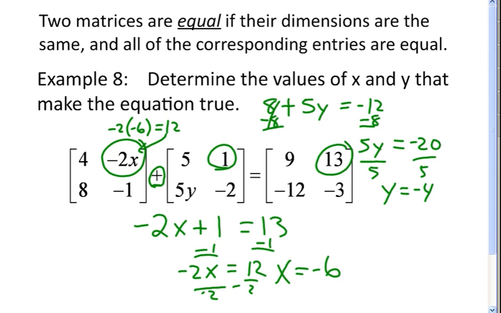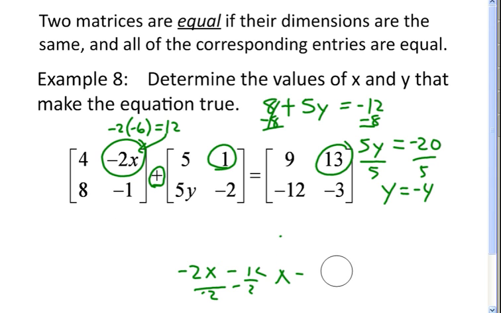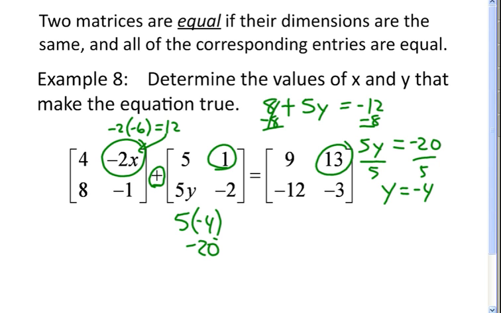So when y is negative 4, we come back to our place here. So 5 times negative 4 is negative 20. So negative 20 is the number in here. If you want to check, you have 8 minus 20 equals negative 12.